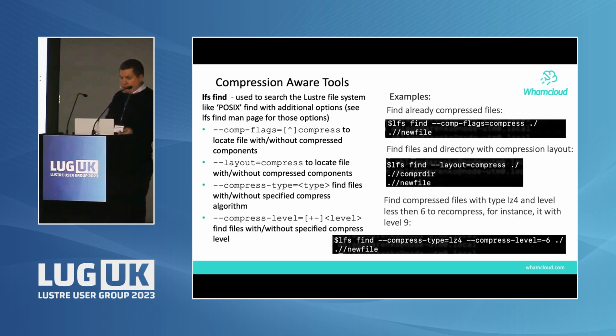So there are 3 examples. First is find all files that have compressed data. Second one is any layout that is ready to be compressed, and the final one is show me any file that is LZ4 compressed but has compression level less than 6. So this can be used to find such files and probably to recompress them.